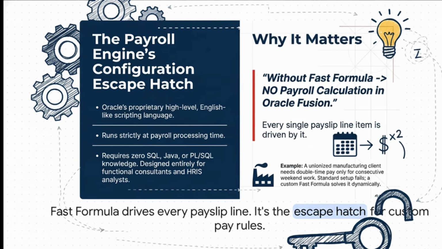This example here, it's perfect. Imagine you have a unionized client, right? And they have a rule that says you only get double time pay if you work on both Saturday and Sunday of the same weekend. How do you configure that? Well, you can't with standard setup, but with a custom fast formula, you can build that logic right in.